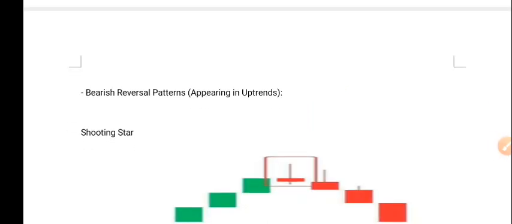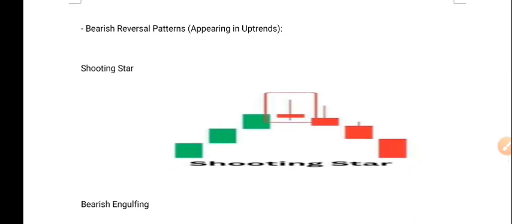Yeah. So the bearish reversal is also similar to the other one. The shooting star is just the hammer, but in an inverse form.